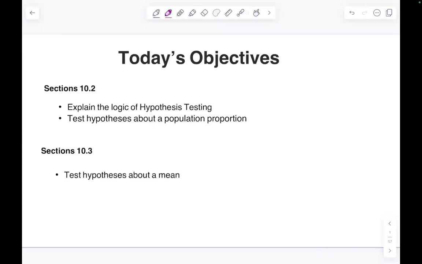Then we're going to learn about testing hypotheses about a population proportion. And then we're going to learn about testing them about a mean. There are a few things from these two sections that I cut out, but it's nothing too big or significant. So I keep it pretty straightforward. So without further ado, let's get going.